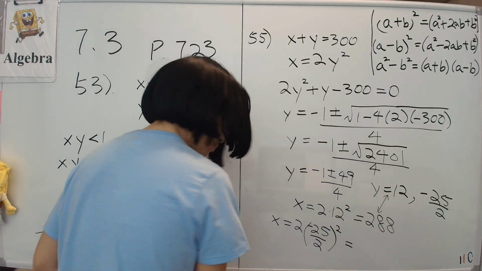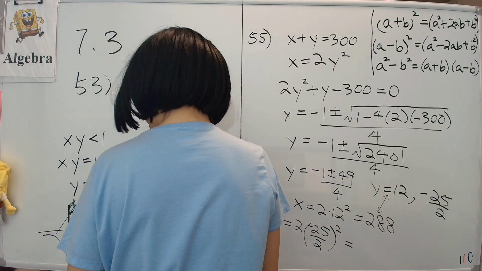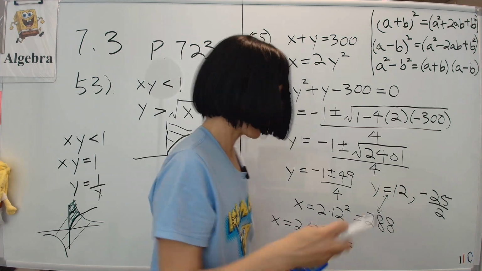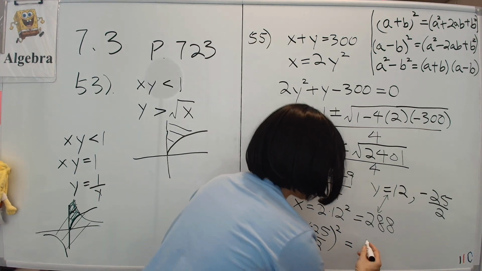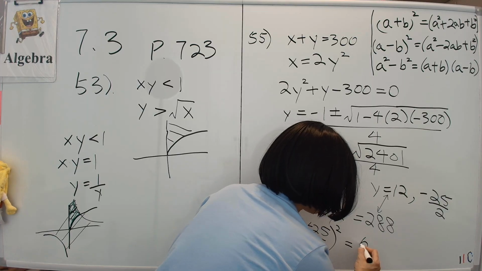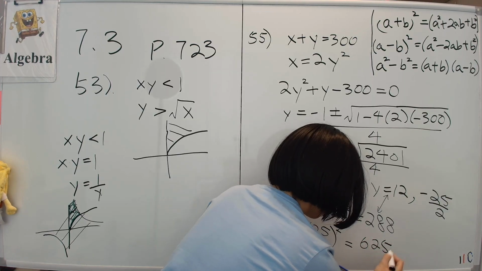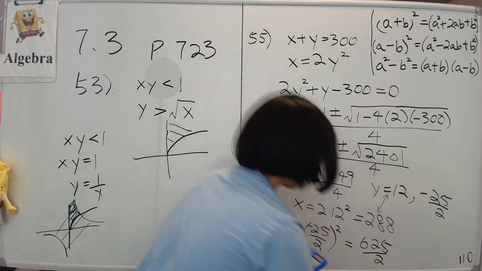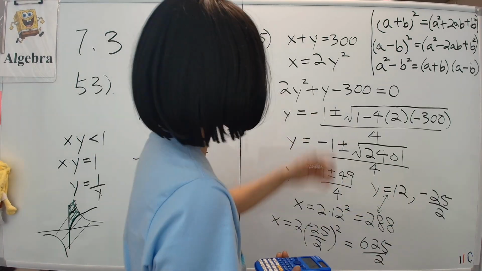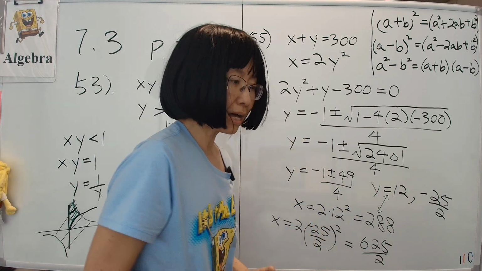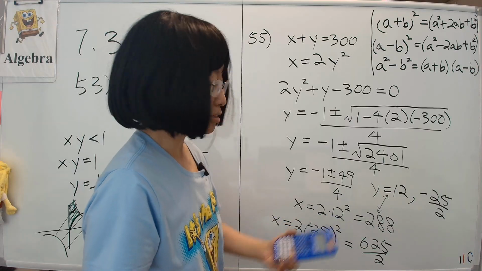Where's my marker? Here it is. Okay, so x equals 625 over 2. Now, if that's the case, x plus y is still 300, so it's okay. Yeah, so both sets of answers are okay.